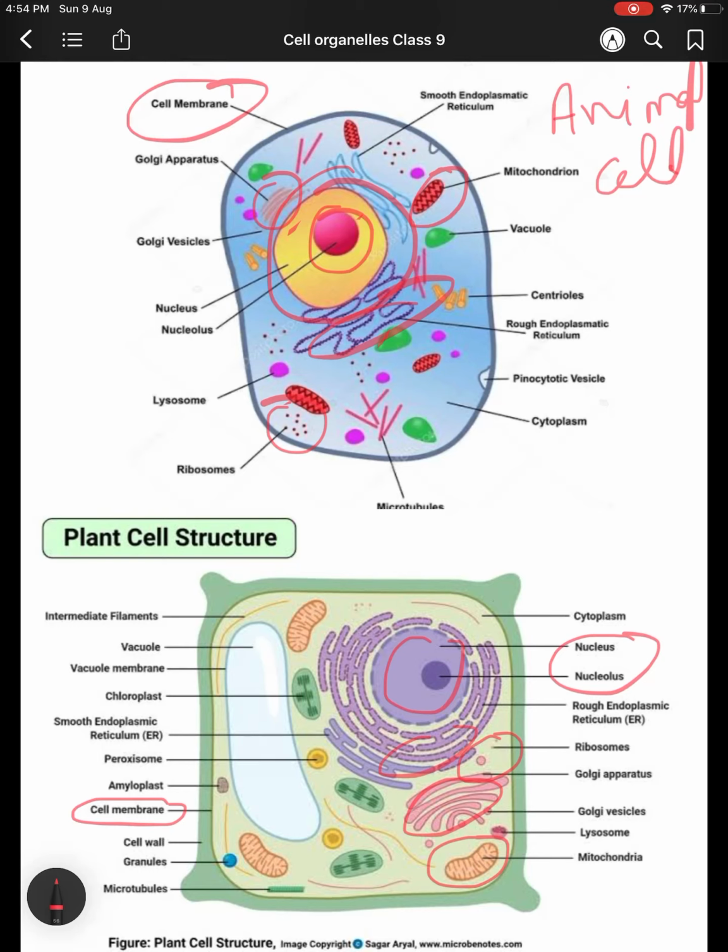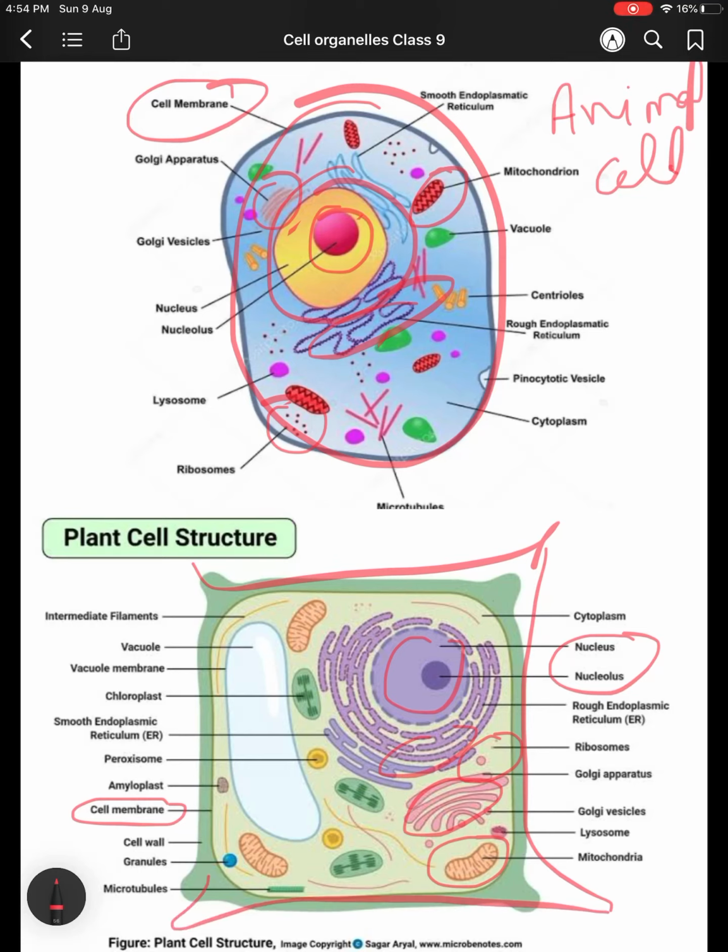So as you can see in the diagram, first difference is in their shape. Animal cell is round in shape and can often change in shapes, whereas plant cell is rectangular in shape and cannot change its shape. Then cell wall, it is present only in the plant cell and absent in case of the animal cell.